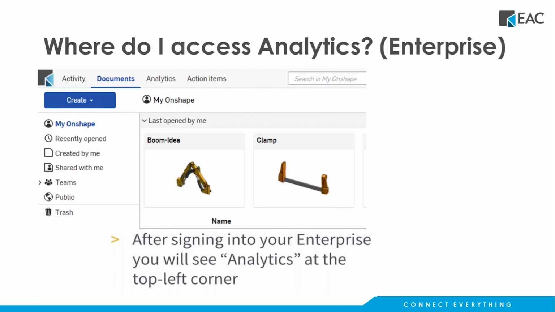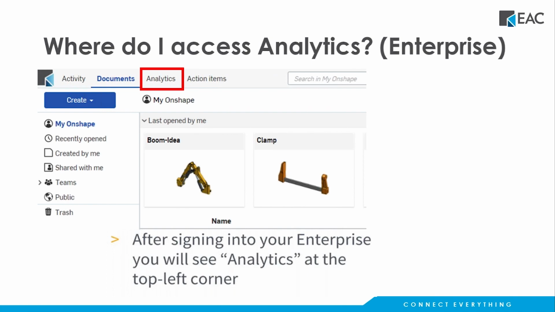Where do you access this? Right when you log in to Onshape, we have documents. That's where we create parts and assemblies and drawings. We have activity, so things that I've been working on recently. We have the analytics, which is what we're going to focus on today. And then we also have action items, which are just tasks or things that people have asked us to do for them. So it's sort of like a task list. But we're going to talk about analytics.